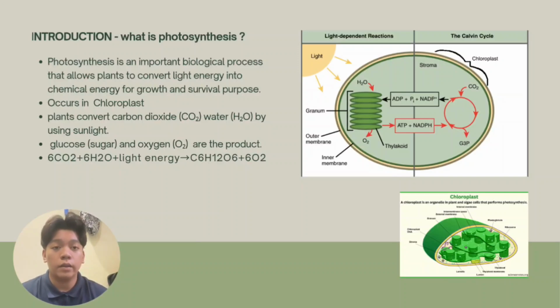If you need to understand what is photosynthesis, you have to know that plants use carbon dioxide, water and sunlight to produce glucose as the main product and oxygen as the waste product. So this is the equation of the photosynthesis process, which is 6 carbon dioxide combined with 6 water plus sunlight, which produces glucose and oxygen.